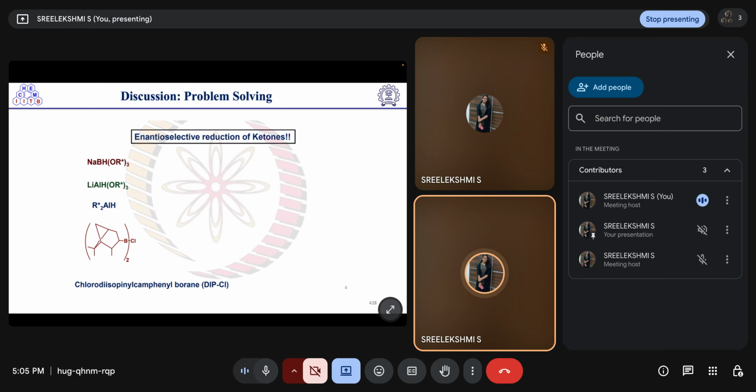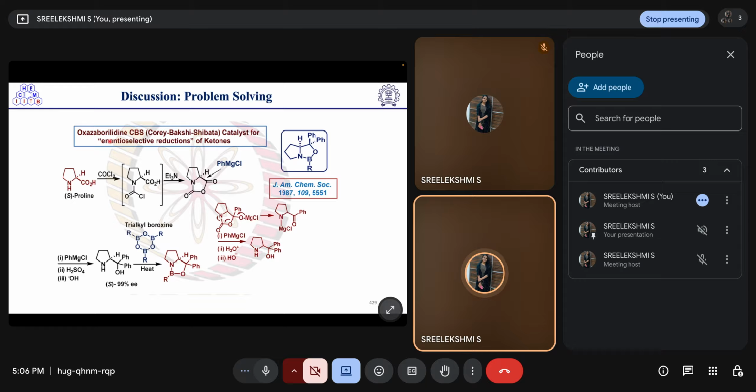Now, some of the reagents which are used for the enantioselective reduction of ketones involve NaBH4, chirally substituted lithium aluminum hydride or aluminum hydride, or boron reagents, or chlorodiisopinocampheylborane, that is DIP-chloride. So if we see this oxazaborolidine, the CBS, that is Corey-Bakshi-Shibata catalyst, they are commonly used for the enantioselective reduction of ketones.